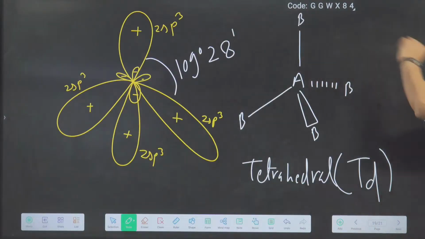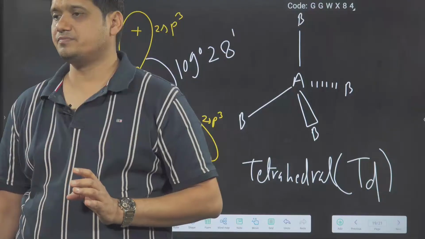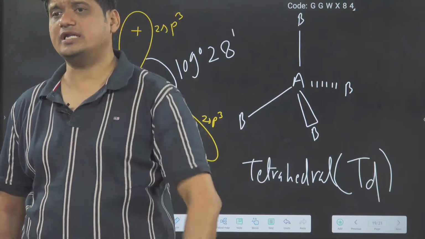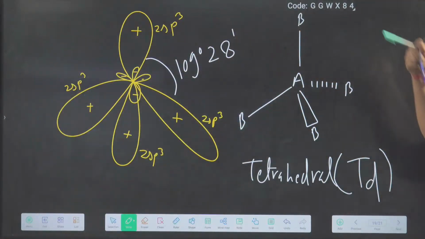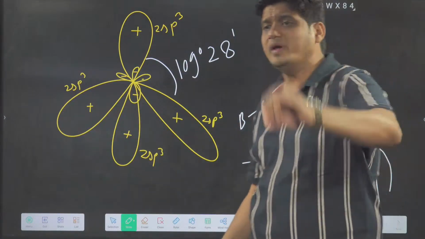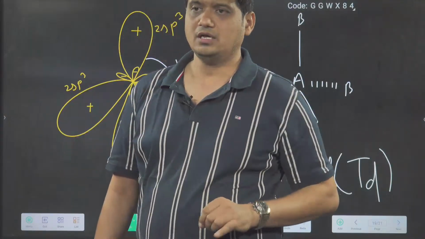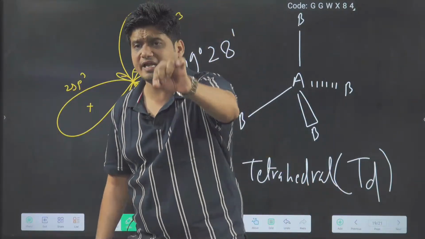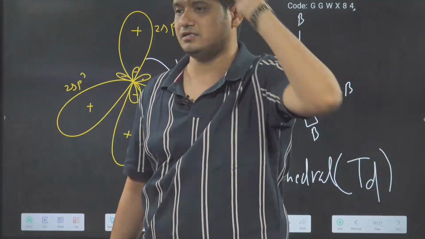Now the most important discussion. Here the angle is 109 degrees 28 minutes. Most of the students know. What better question may the examiner ask? In this tetrahedral geometry, for example the CH4 molecule, how many 109 degree 28 minute angles are present?